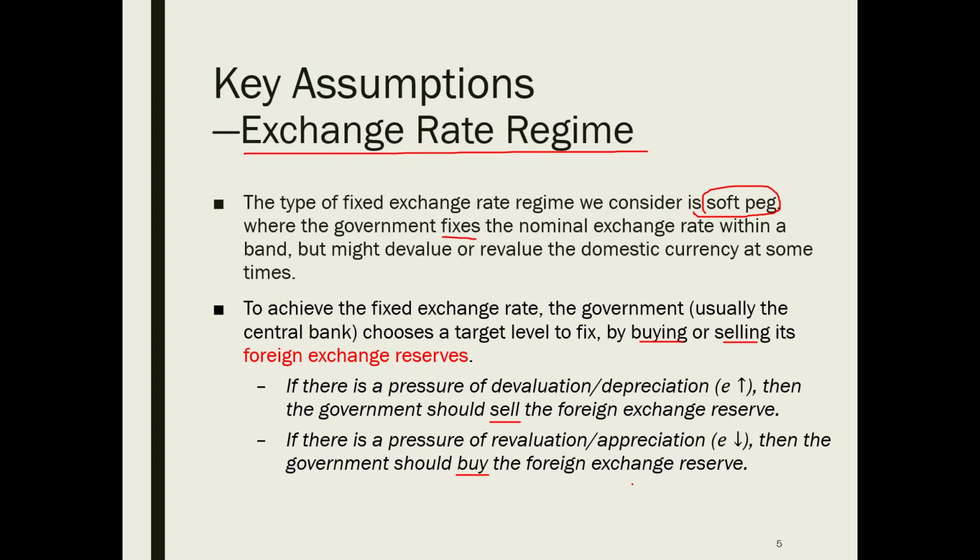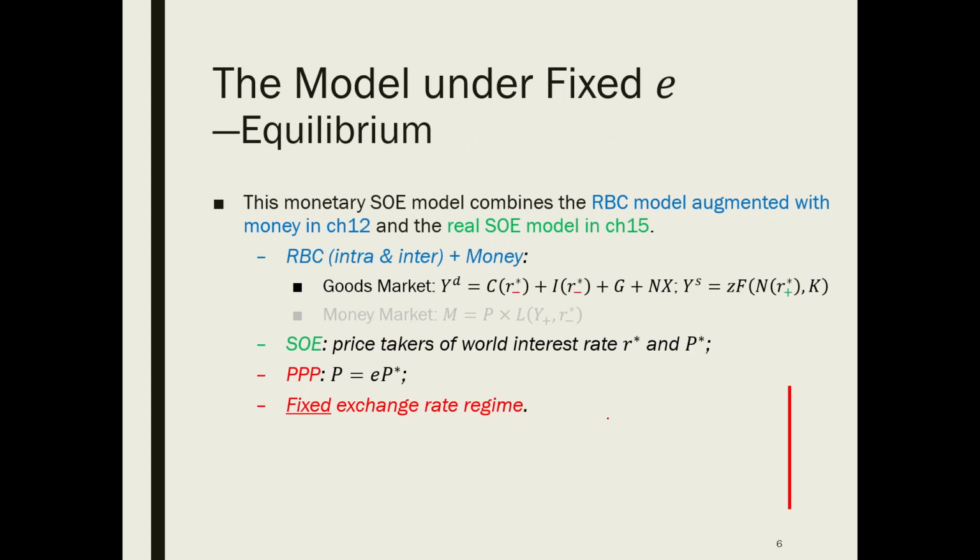In summary, the government or central bank plays a critical role in maintaining the balance of the forex market to fix the exchange rate by buffering the shocks. The model of the fixed exchange rate regime is almost identical to the model of the flexible exchange rate regime. It also has the RBC kernel with intra- and intertemporal conditions. Goods market and money market have to clear at the same time. And the small open economy assumption means exogenous interest rate, and the PPP condition holds.